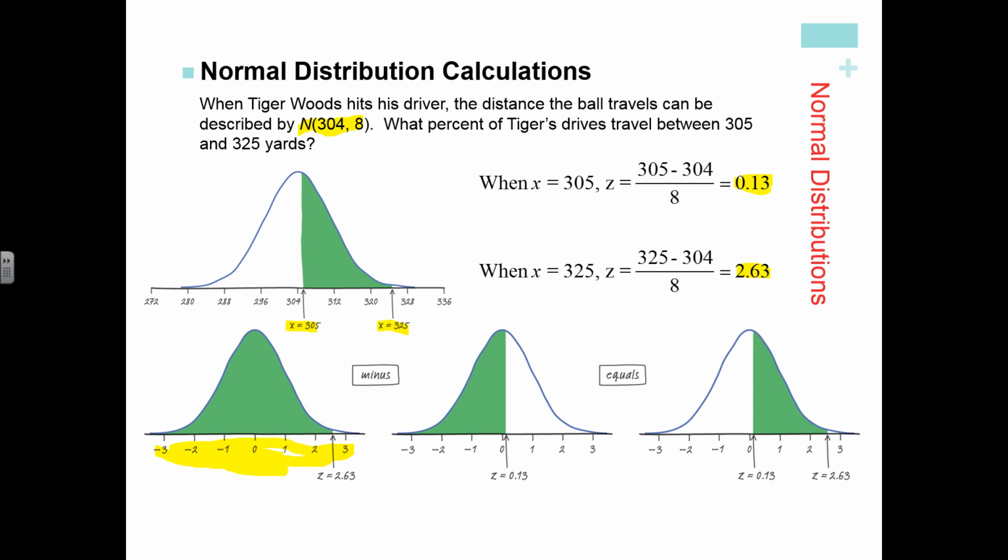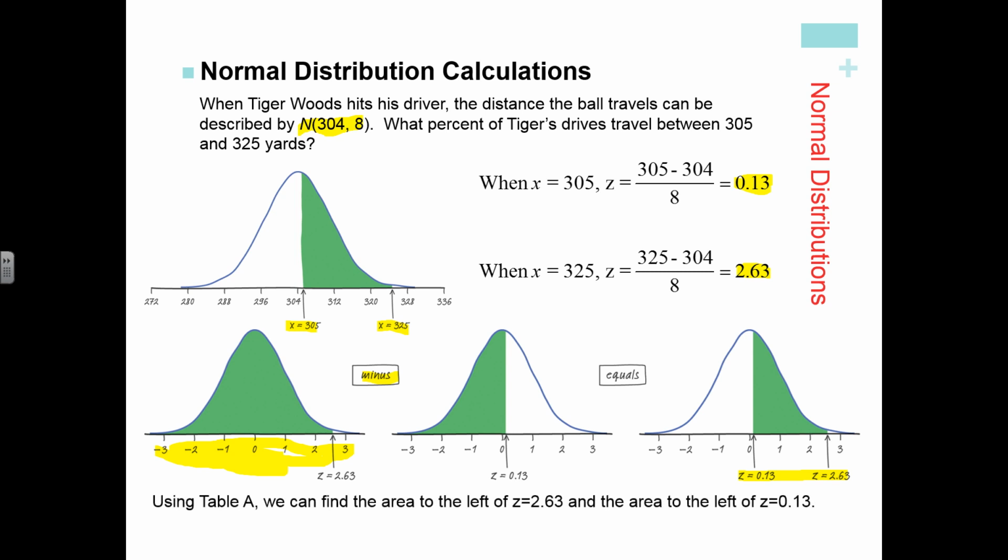Alright, so once I get that, again, just like the last problem, I'm going to figure out what's the area to the left of the 2.63. So I want to know this whole green area. I'm going to subtract that from the area to the left of 0.13. When I subtract those, what's left over is going to be my answer between the 0.13 and the 2.63.